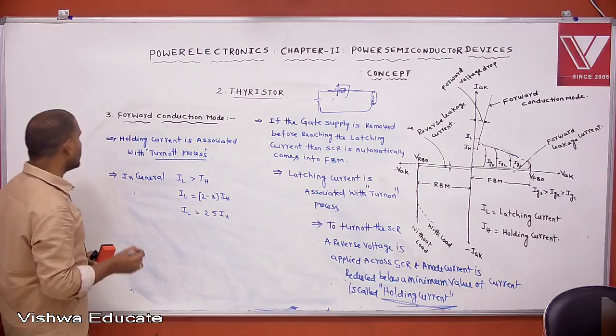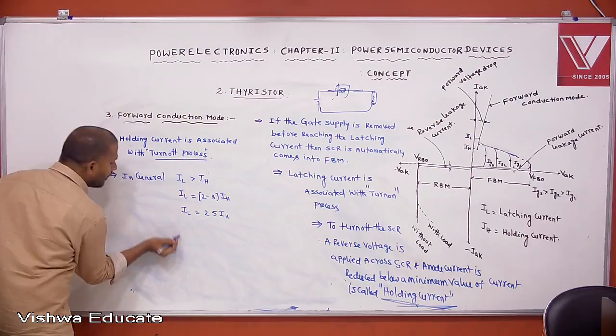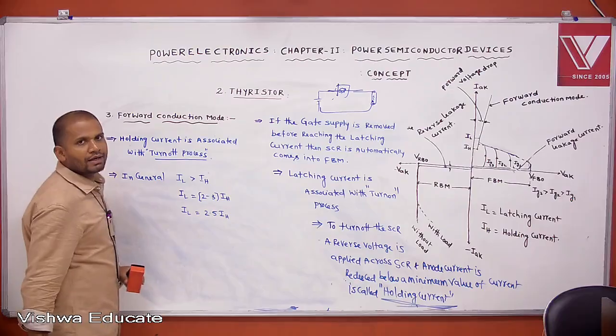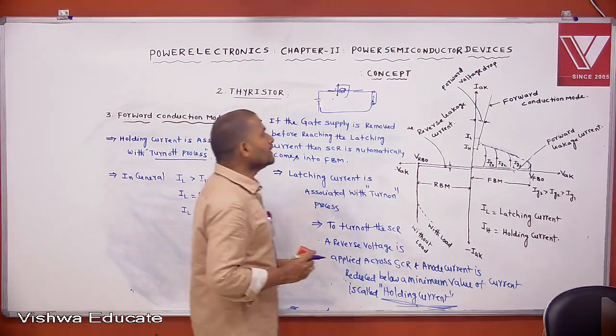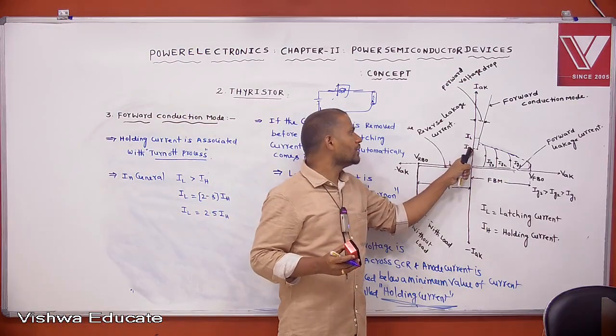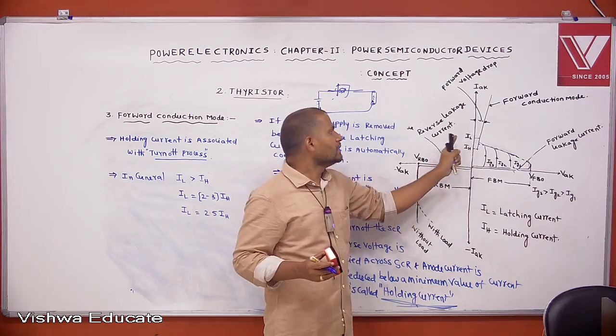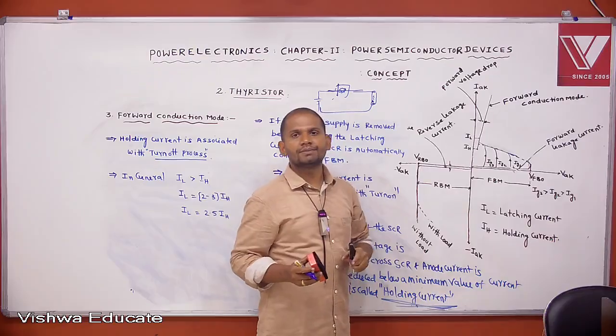This is one relation. This is about the modes of operation and the static VI characteristics of SCR. This is the holding current. We can reduce the current below some minimum value, and that is nothing but the holding current. This current is the latching current.